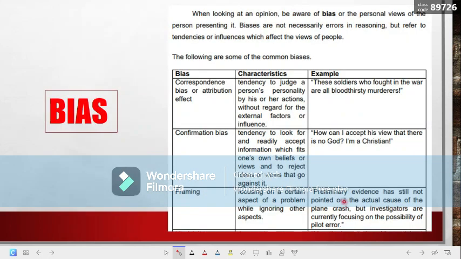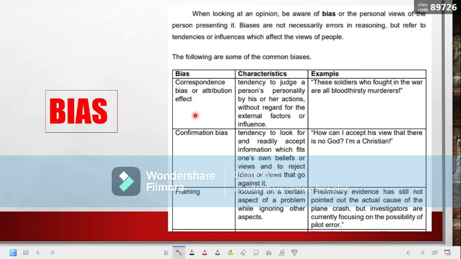Okay, let's proceed. Now, when looking at opinion, be aware of bias or the personal views of the person presenting it. Biases are not necessarily errors in reasoning but refer to tendencies or influences which affect the views of people. The following are some of the common biases. Let's have a table composed of 3 columns. We have bias, characteristics, and example. Same is true with the fallacies.